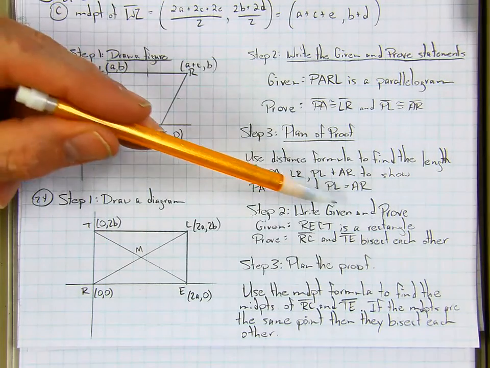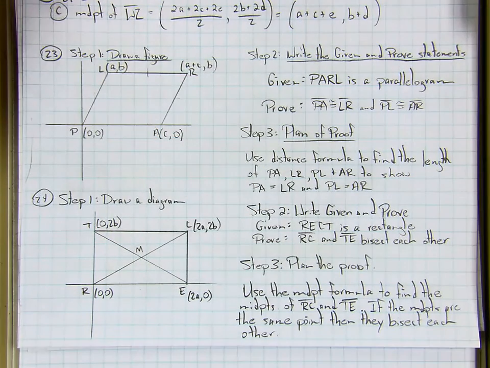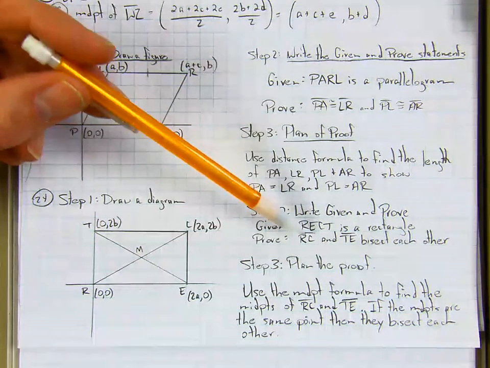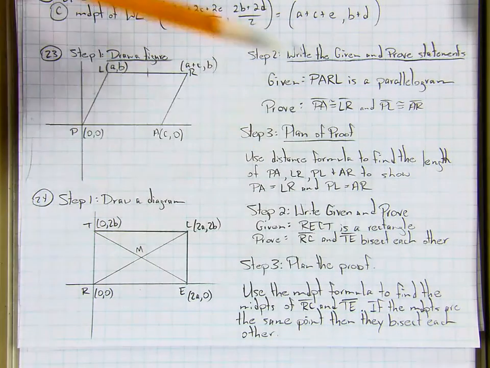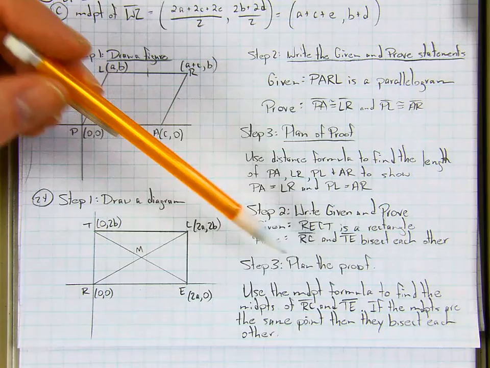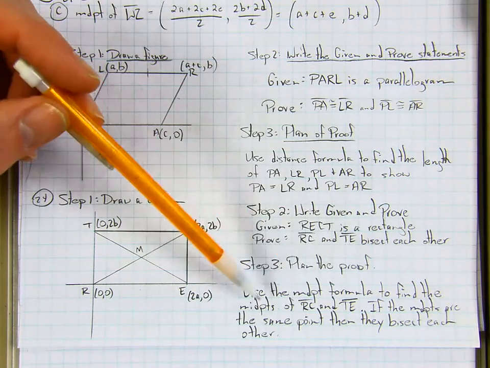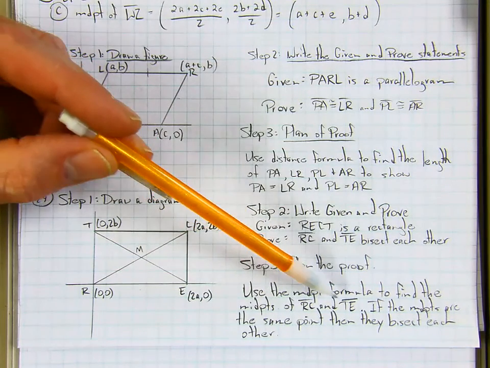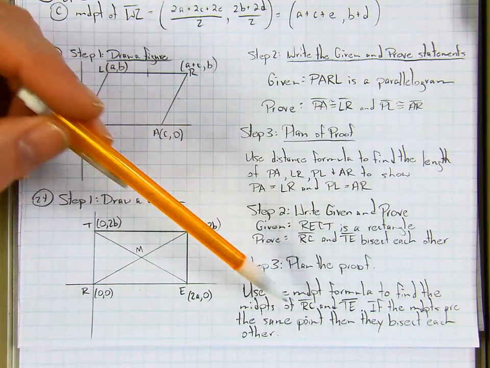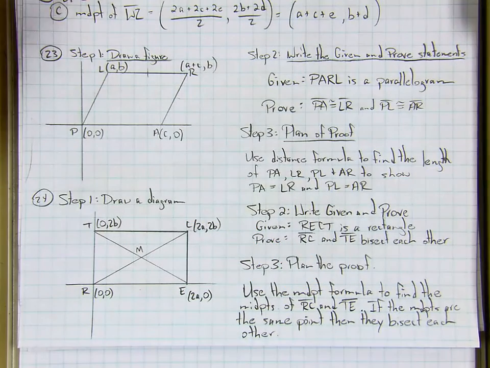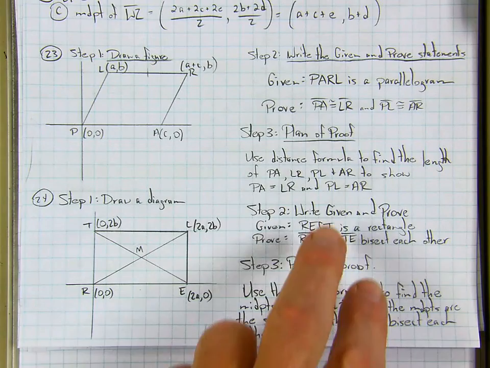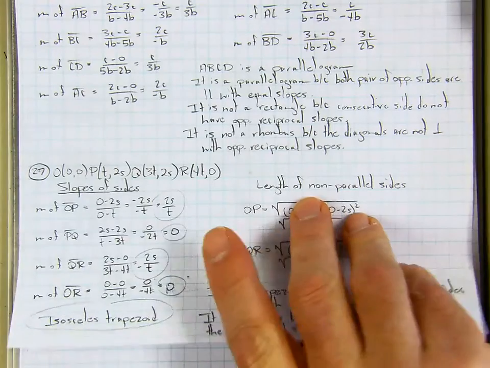So my given and proof, I'm given it as a rectangle, RECT is a rectangle. I'm supposed to prove the diagonals, RC and TE, bisect each other. My plan for the proof is to use the midpoint formula to find the midpoints of RC and TE, the diagonals. If the midpoints are the same, then they bisect each other. So that's the way I chose to do it, rather than using some sort of distance formula. You could use distance formula. It'd just be a lot more work. And number 25, plan for this proof.